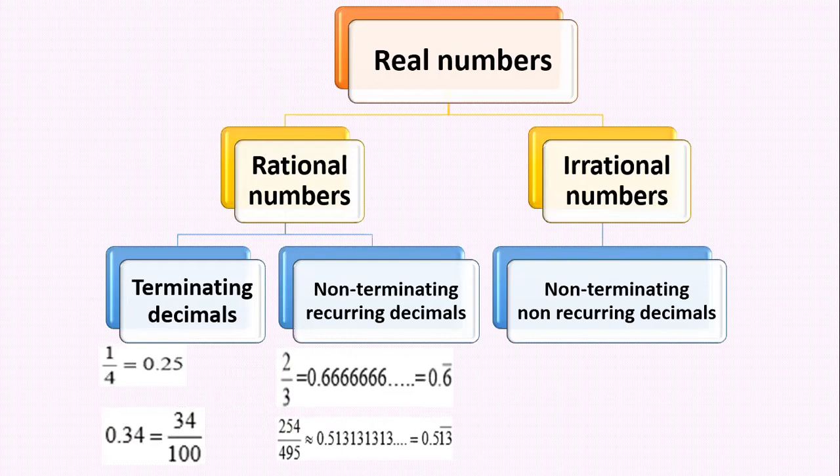And the third type is non-terminating, non-recurring decimals. An example is square root of 5. It is approximately equal to 2.23606797749 and so on, and the digits after the decimal do not end, hence it is called non-terminating. It is called non-recurring since there is no specific pattern, as you can see from the number. Broadly, these are the three types of decimal numbers we see in mathematics.